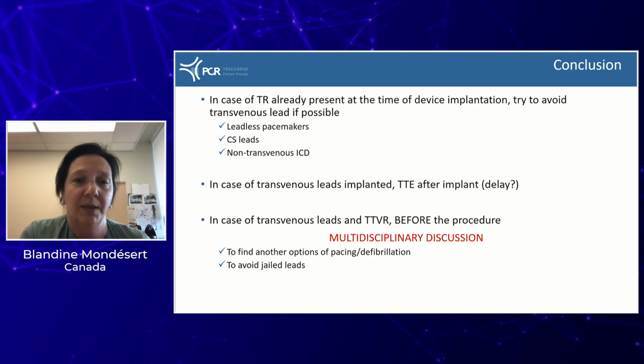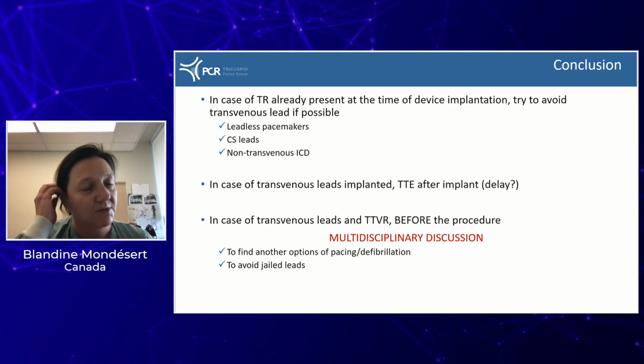In conclusion, in case of tricuspid regurgitation already present at the time of the device implant, you have to think outside of the lead world. So you have to think about leadless, coronary sinus leads or non-transvenous ICDs.